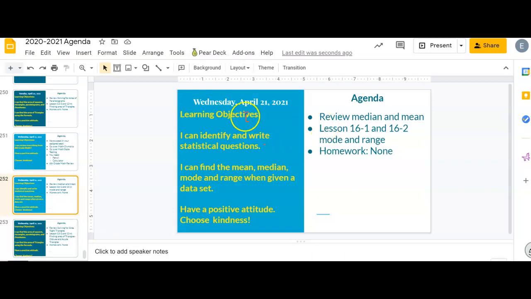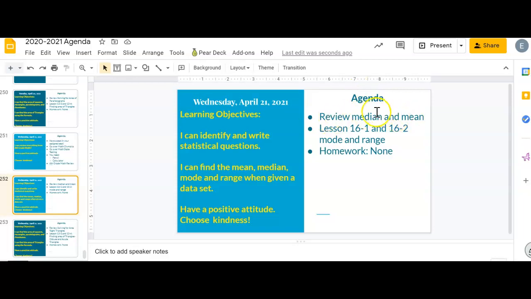Our learning objectives for today are, if we have time, to be able to identify and write statistical questions. And then what we are going to focus most of the day on is being able to find the mean, median, mode, and range when given a data set. If we have the time, we will create a statistical question, collect the data, and then find these four things from that data set.